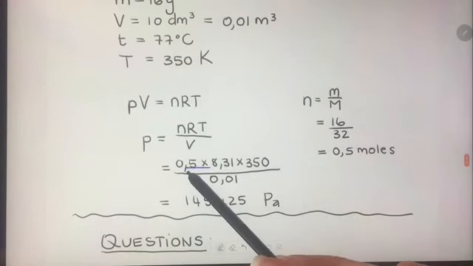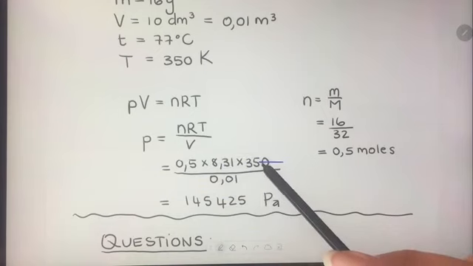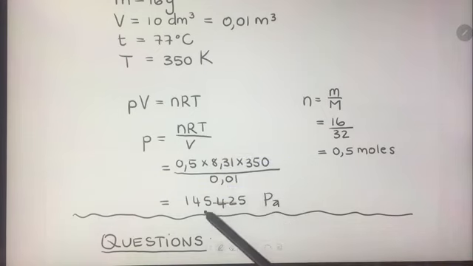So I've got that. R is the universal gas constant, always 8.31. Kelvin temperature, volume, and there's my answer. And because it's the ideal gas equation, I know when I calculate pressure, it is going to be in pascals. So over there, 145,425 pascals, my final answer.